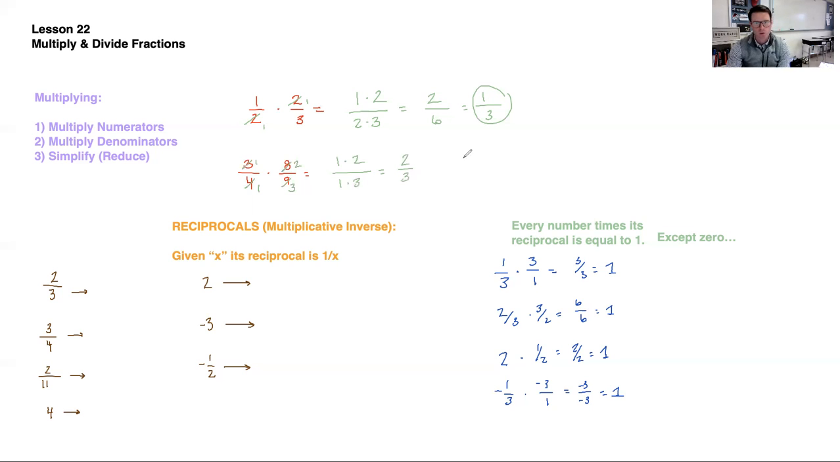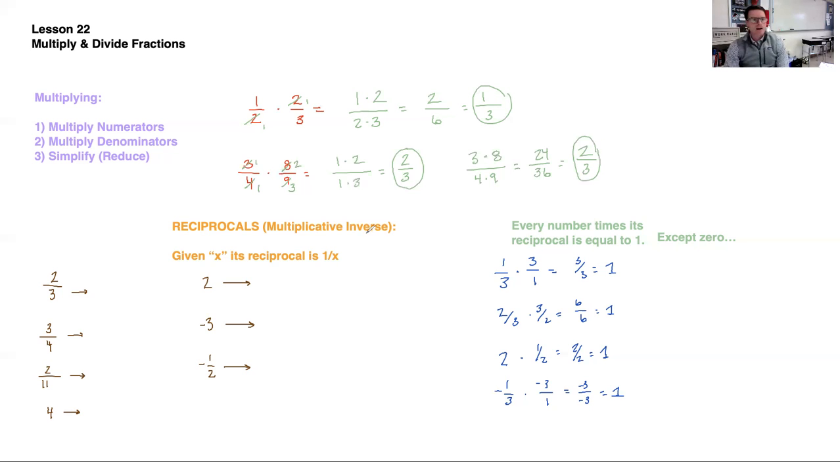If I didn't cancel before, I would have gotten 3 times 8 over 4 times 9, which would have given me 24 over 36. Both of these can be reduced by 12, which would get me 2/3 again. So either way that you want to go, the choice is yours. I usually like to cancel if I recognize it before.